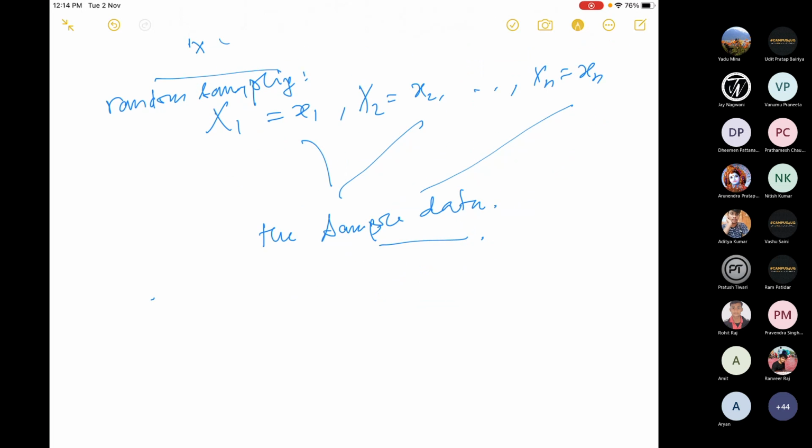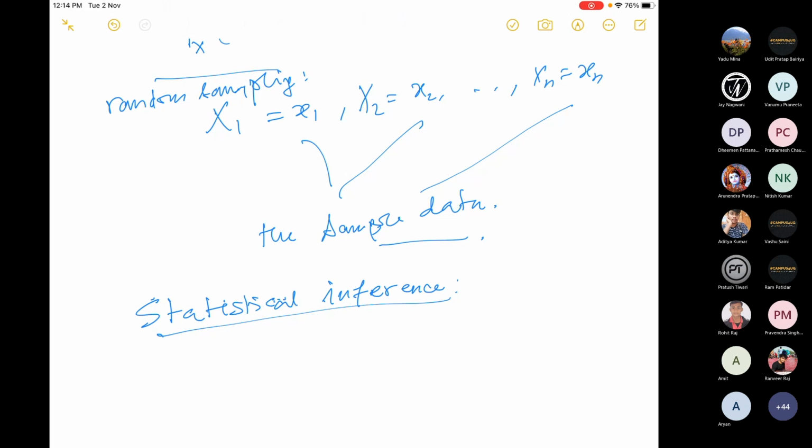So what do we mean? There is a course called Statistical Inference, which is also offered by the Maths department. I think next semester this course will run too. So what is the subject of statistical inference?